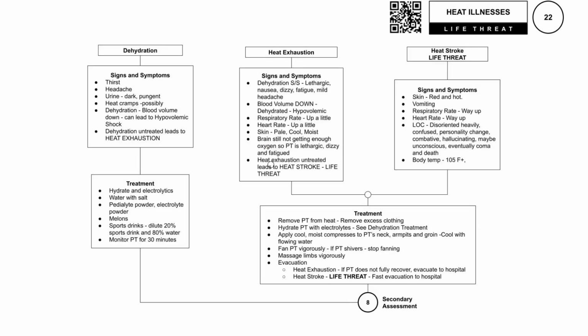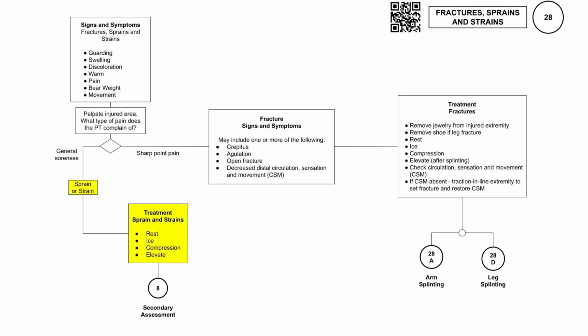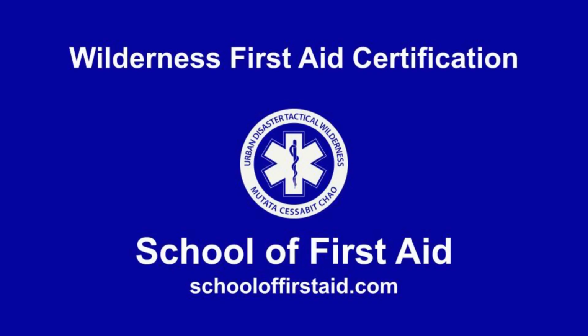Then we'll go to page 22 and treat for dehydration by providing the patient with water. And finally, we go to page 28 and treat the sprained ankle. The workflow diagrams helped us not to miss a step. Had we focused only on the sprained ankle and did not perform a thorough secondary assessment, we would have missed the underlying life-threatening illnesses and the real reason this patient twisted their ankle.